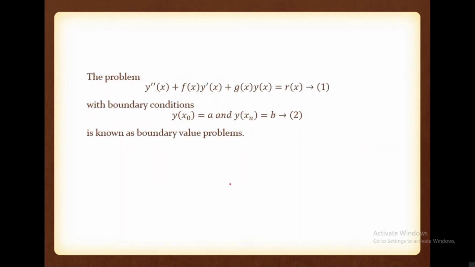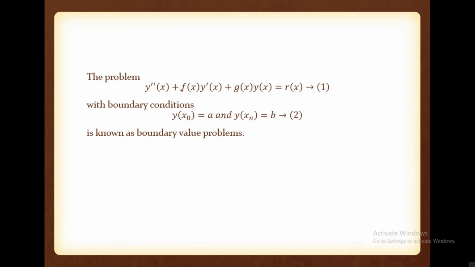So the problem is we are asked to solve the differential equation d square y by dx square, that is y double dash of x, plus f of x into dy by dx plus g of x into y of x is equal to r of x. Please note, y of x is the given unknown function. We are going to find y of x, and y dash of x and y double dash of x are the first and second derivative of y of x with respect to x. f of x, g of x and r of x are functions of x.